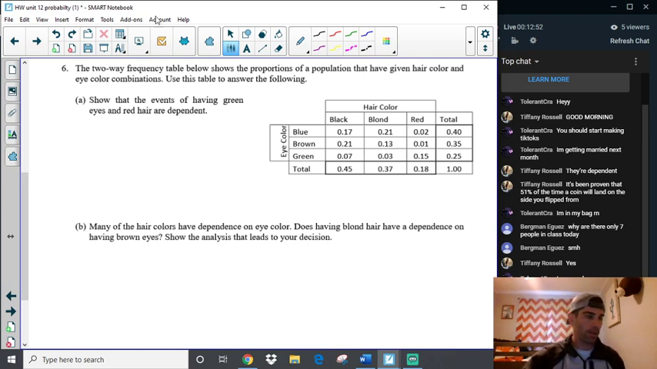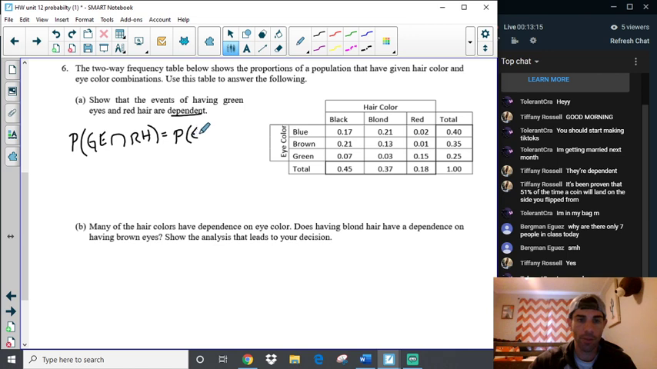All right, going to 6. So now we're going to go back to reading those tables again. Okay, so the first one, A, showed that the event of having green eyes and red hair are dependent. So probability of green eyes and red hair. If I'm going to do that, first I better figure out the probability of green eyes, multiply it by my probability of red hair.